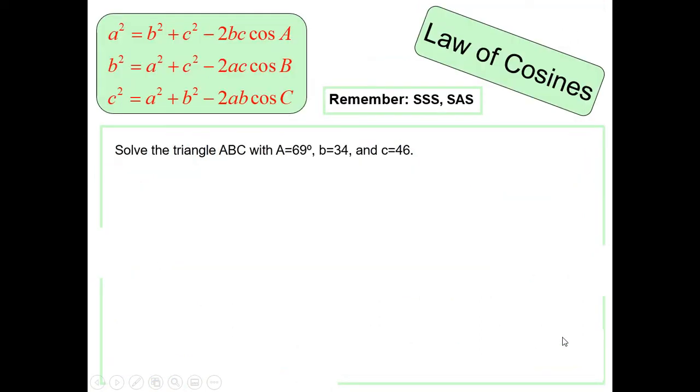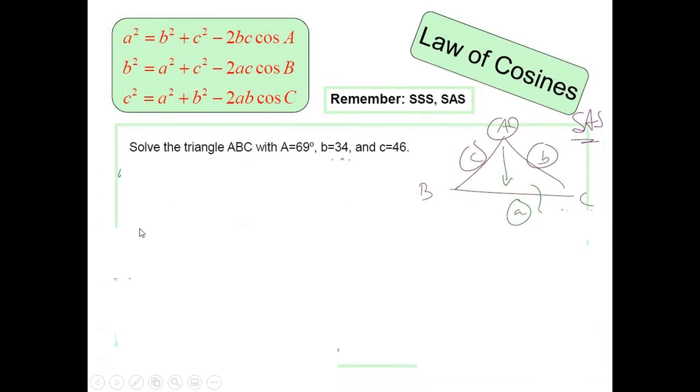All right, we also looked at the law of cosines with these formulas up here. If we have side, side, side, or side, angle, side. So solve the triangle ABC with A is equal to 69 degrees, B is equal to 34, C is equal to 46. Well, let's draw a picture of that. And we could draw it any way we wanted to, as long as side A is across from angle A, side C is across from angle C, side B is across from angle B.